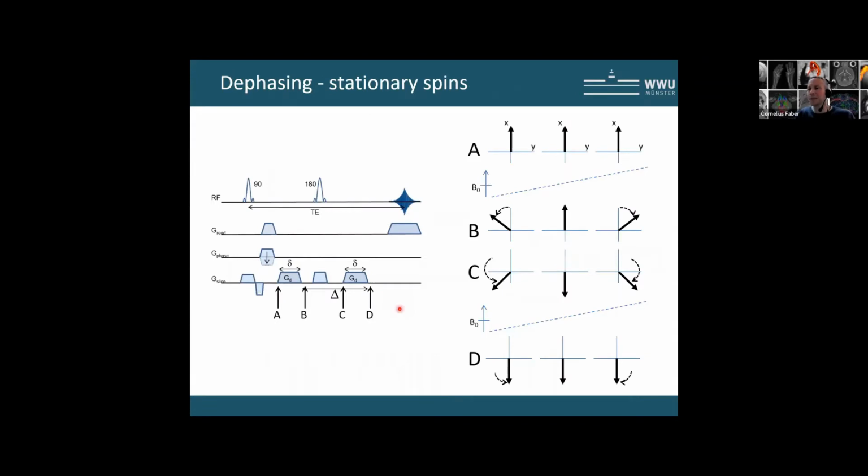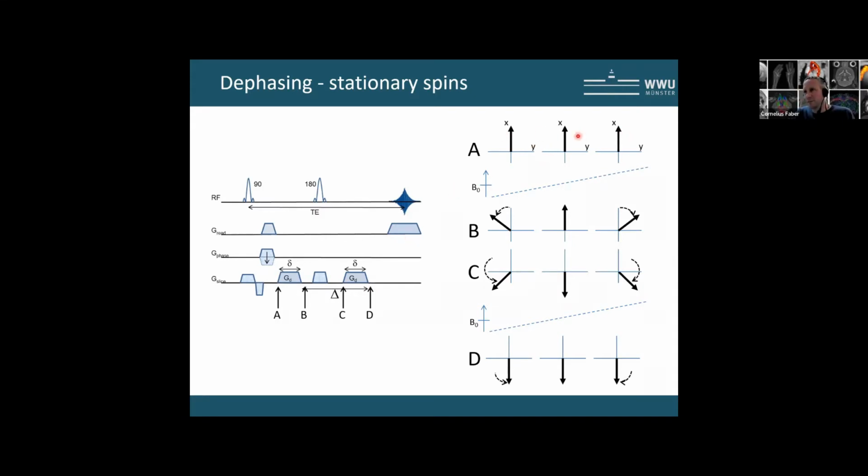Okay, but let's look at why this provides information about diffusion and how this works. Again, this is the sequence here. Now our diffusion sensitizing gradients are blue. And we look at 3 spins. These are the 3 spins here at these 4 time points, A, B, C, and D. So A is before the first gradient, B is after the first gradient, and then we have the refocusing; C is before the second gradient, and D is after the second gradient, so right before we start our signal acquisition.